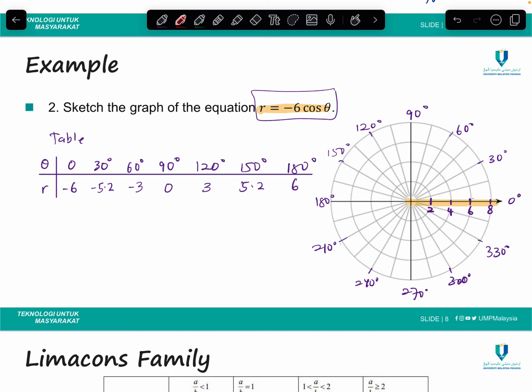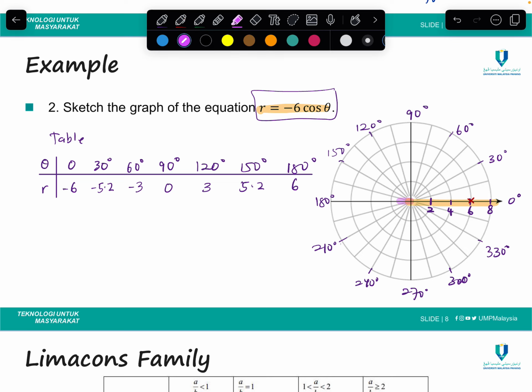So the first step is to plot 6, and then remember, when you have a negative value, you have to look at the opposite direction here, and the end point should be here. The actual point is here, okay, not the temporary one. So this is not the point, it's on 180 degrees.